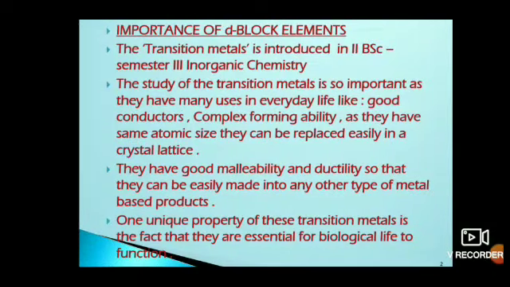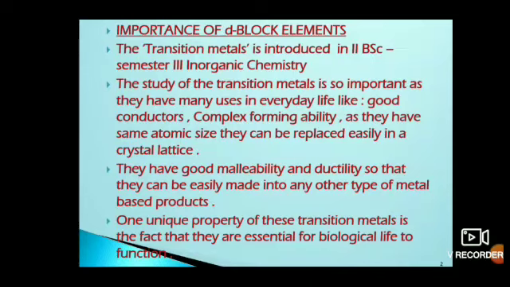Firstly, I would like to give the importance of D block elements. D block elements are introduced in second year BSc semester 3 under inorganic chemistry. The study of the transition metals is very important as they have many uses in our everyday life. They act as good conductors, they have complex forming ability, and they have the same atomic size, so they can be replaced easily in a crystal lattice. They have good malleability and ductility, so they can be easily made into any other type of metal based products.